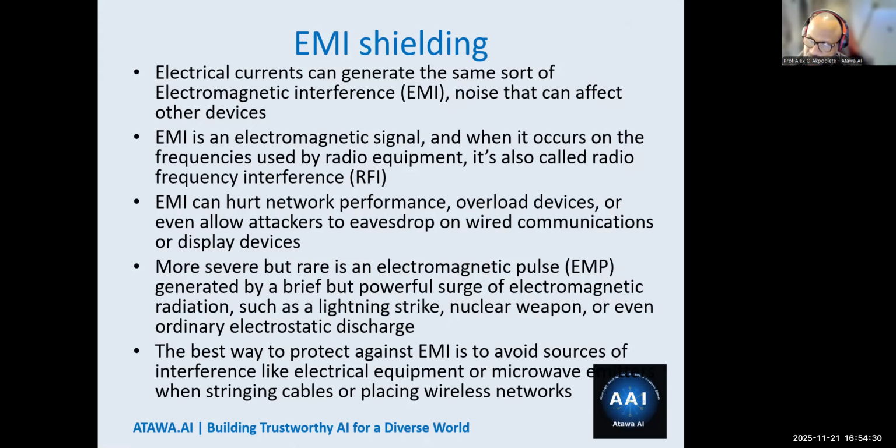EMI, electromagnetic interference, is a very, very important concept. It is an electromagnetic signal. When it happens in frequencies that are used by radio equipment, you hear the word RFI. But since electrical currents generate the same sort of EMI, the noise can also affect other equipment.